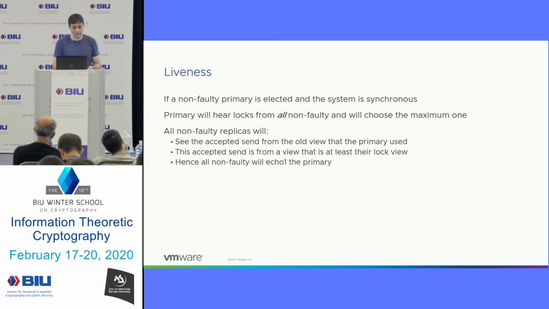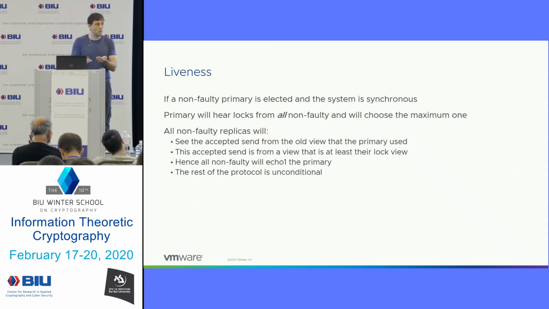And so they will all send this echo 1, and after all the non-faulty send echo 1, everything else in this protocol is unconditional, meaning that you will send echo 2, and after sending echo 2 you will send lock, and after sending lock you will all decide.